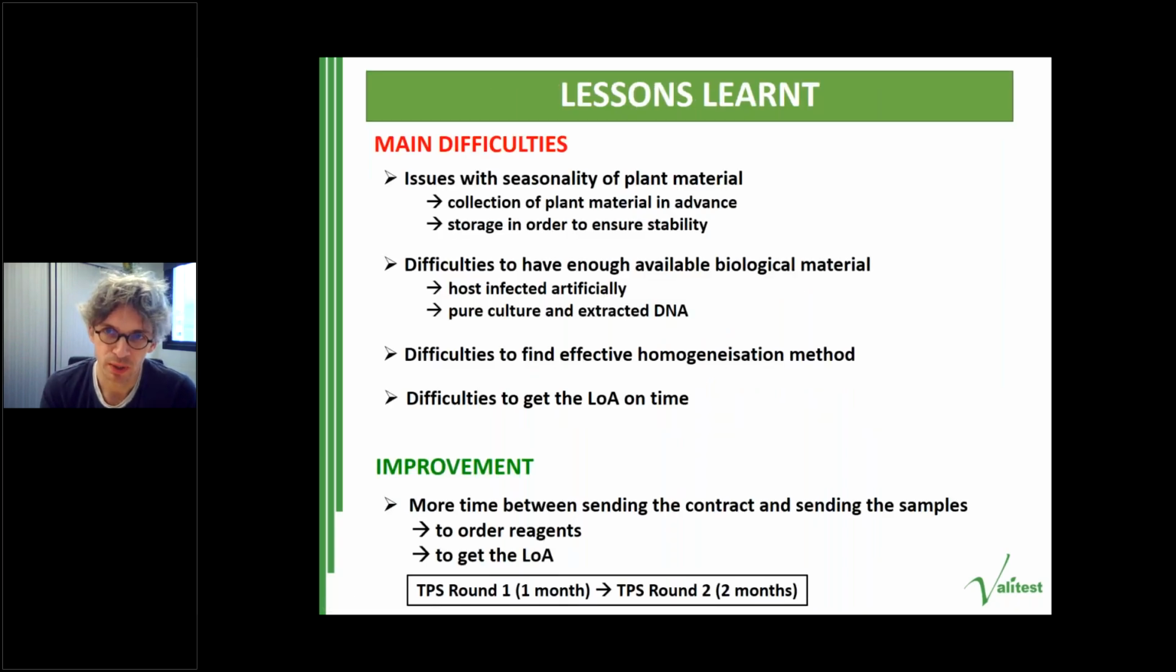So, which lessons have we learned while organizing all these TPS? Of course, we had difficulties, especially we had issues with the seasonality of plant material. We had to collect plant material in advance. We had to store the material and be extremely careful about the stability of the stored material. We had difficulties to collect enough biological material. Sometimes we had to infect some hosts artificially, or we had to culture and extract DNA. We had some difficulties to find an effective homogenization method, especially with some tricky matrices such as wood. And finally, as you've heard in the video, we had a lot of difficulties to get the LOA on time.